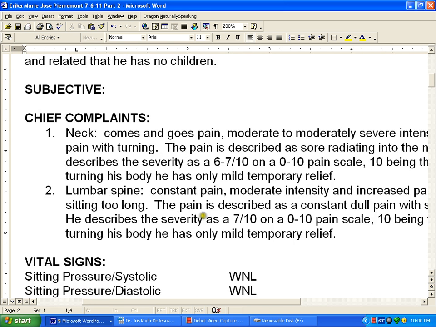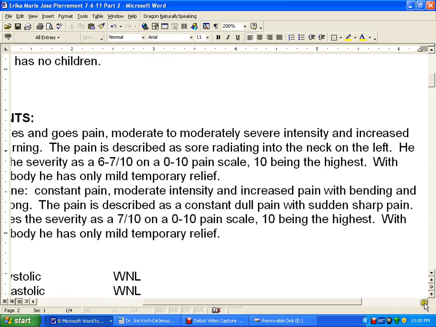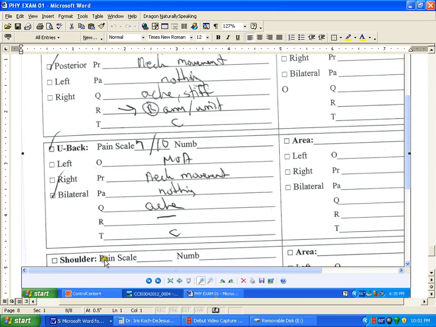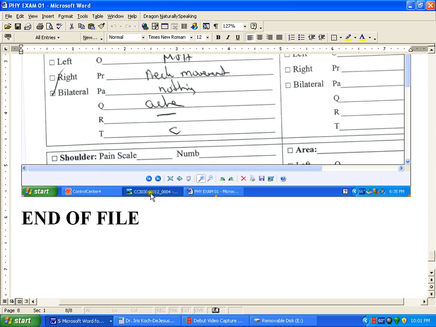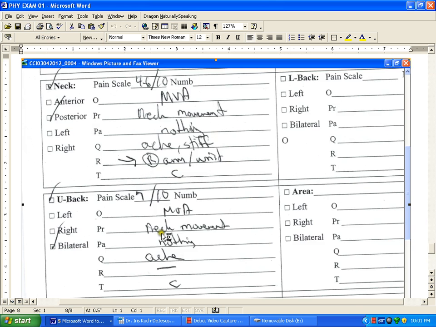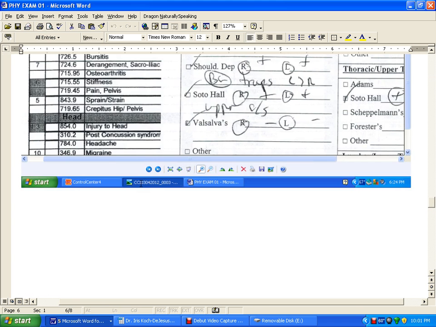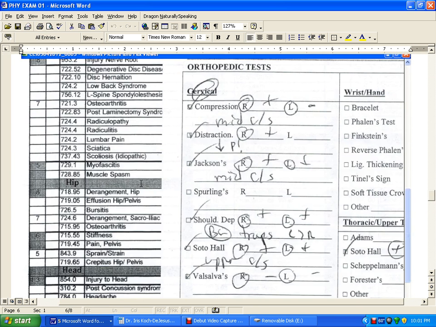He describes the severity as a 7/10 on a 0-10 pain scale, comma, 10 being the highest, period. Okay, so that's enough for the chief complaints. Now, I said we'll go over the diagnosis later. Okay, we're going to do that.